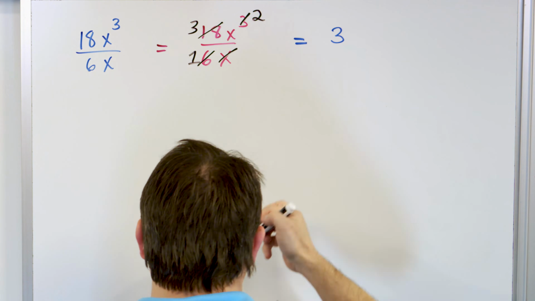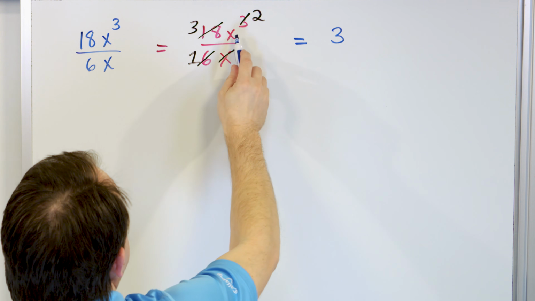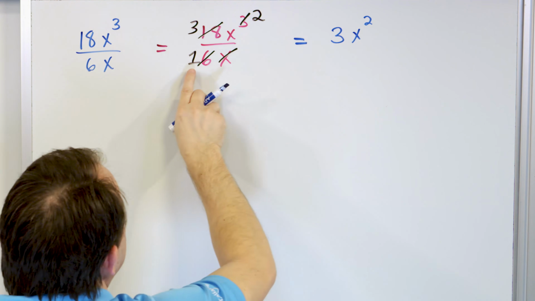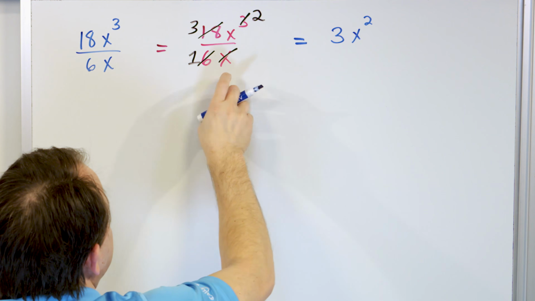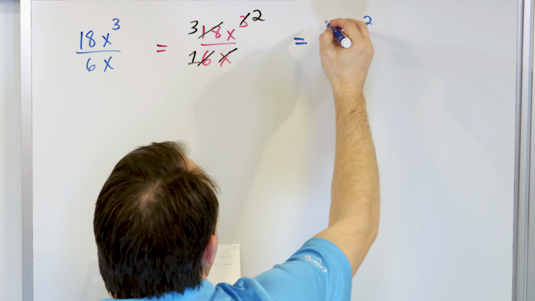So then when I rewrite the problem, I come over here, and I say, well, all I have is a 3, I still have an x here, and I have it to the 2nd power. On the bottom, I have a 1 here, but I struck through this x, so there's really nothing else on the bottom, it's just a 1, and so I don't have to write a 1 here. So the answer I get is 3x squared.